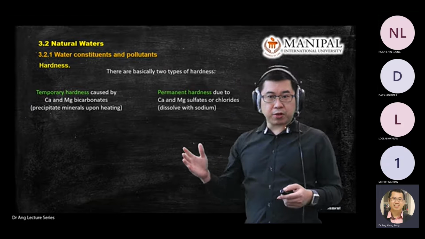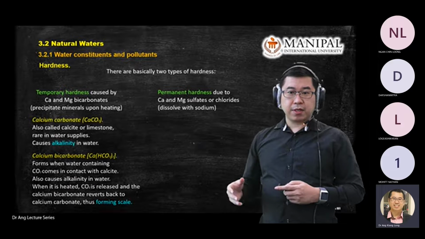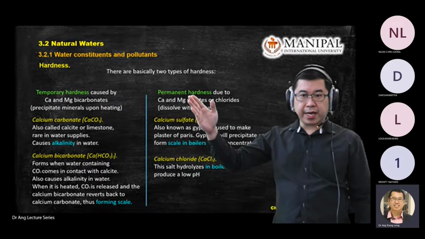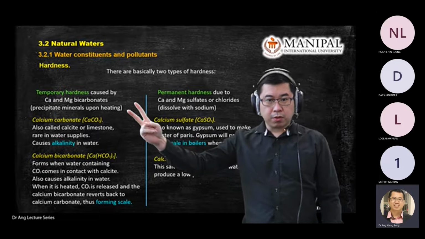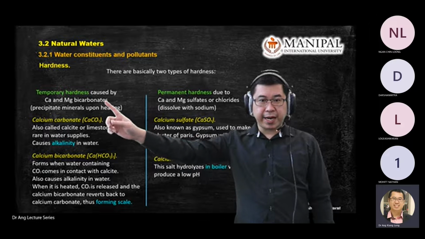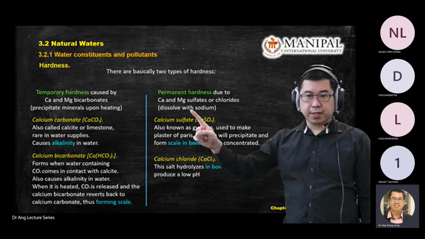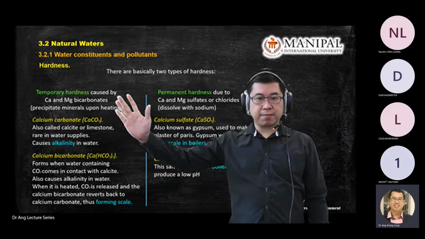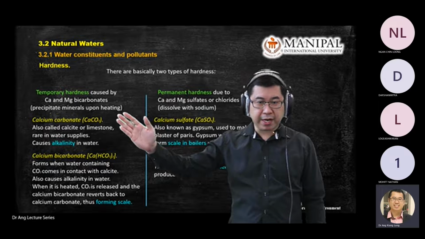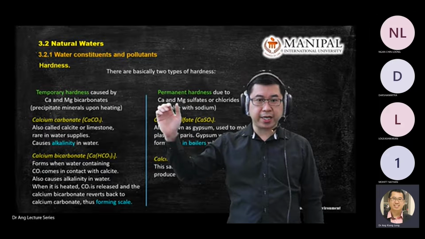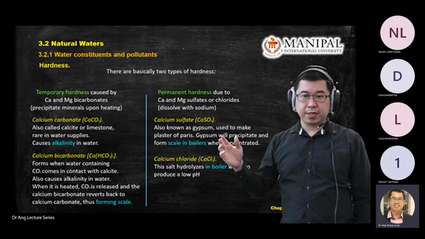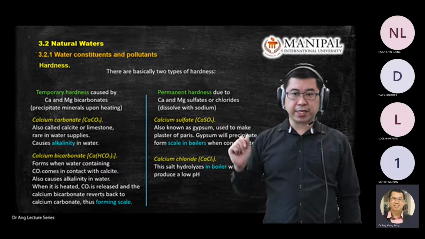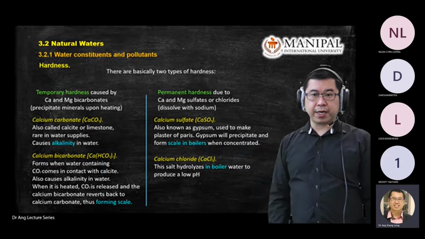So we have 2 types of hardness. I'll show you all the information. We have temporary hardness and permanent hardness. Both categories have calcium and magnesium. If you have calcium magnesium bicarbonates, it falls under temporary hardness. If your water contains calcium magnesium sulfate or chlorides, then it falls under permanent hardness.